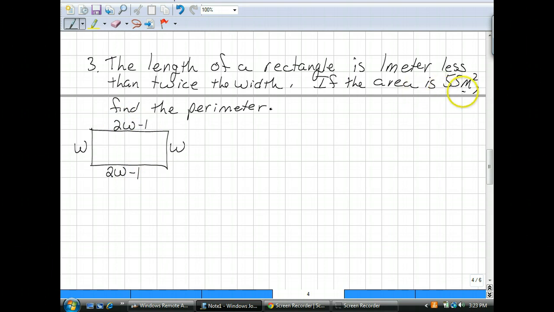Then it says the area is 55 meters squared. So this is 55 meters squared. All right, well, how do we find the area of a rectangle? It's length times width equals area. So our length is 2w minus 1. Our width is w, and we know that has to equal 55.